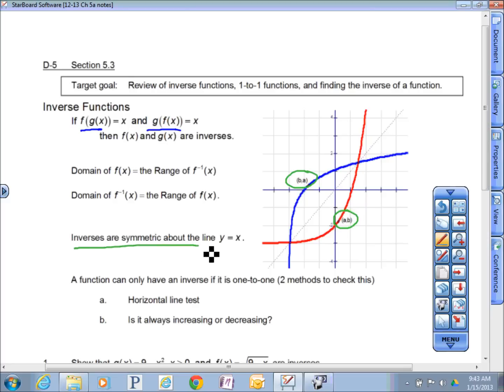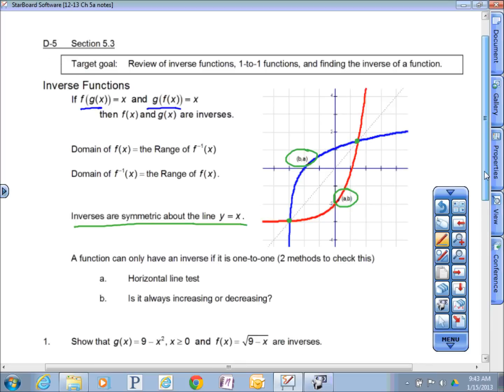Inverses are symmetric about the line y equals x. So the line y equals x is that purple dotted line that you can see on the screen. So wherever one of them hits the graph, the other one will too, because those x and y coordinates have to effectively reverse because of this domain-range idea.